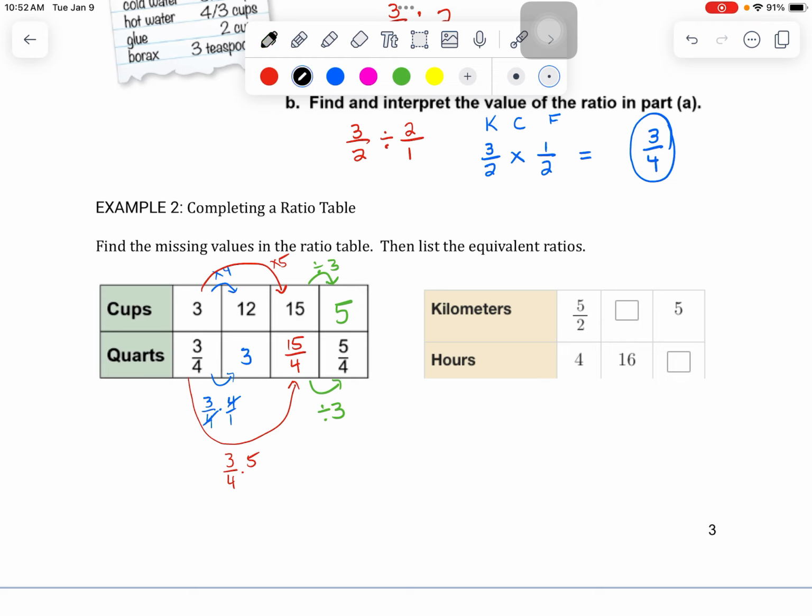So my ratios are 3 to 3/4. The next one is 12 to 3, 15 to 15/4, and 5 to 5/4.